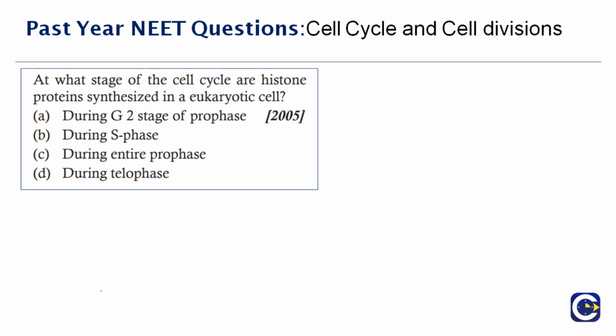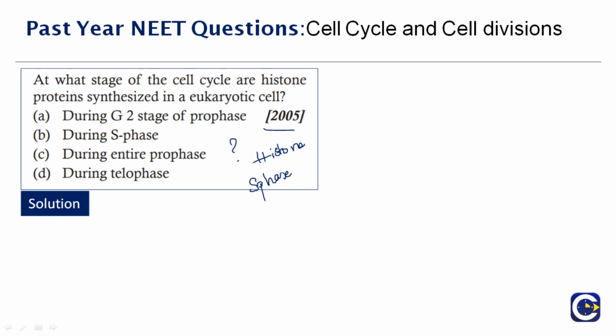This question was asked in the year 2005. At what stage of the cell cycle are histone proteins synthesized in eukaryotic cells? You're given 4 options here: during G2 stage of prophase, or during S phase, or during the entire prophase, or during telophase. We already saw in the earlier slide that the protein which plays a major role in chromosomal DNA replication is histone protein. Histone proteins are synthesized during the S phase of the cell cycle, and we also know that S phase is also called the synthesis phase.